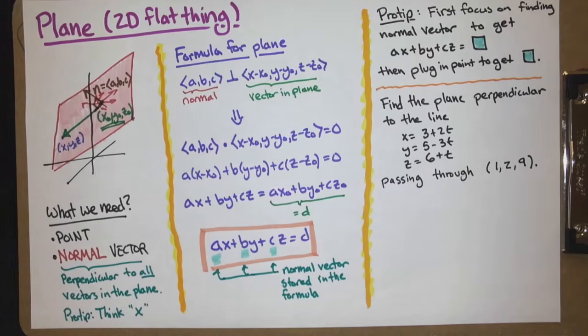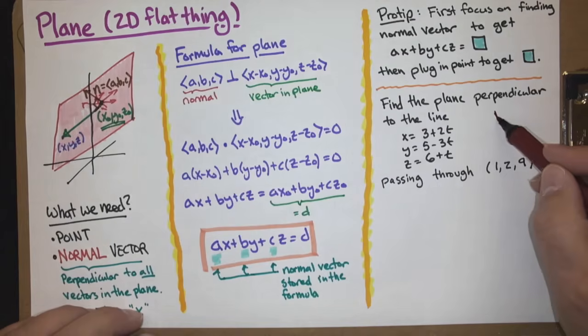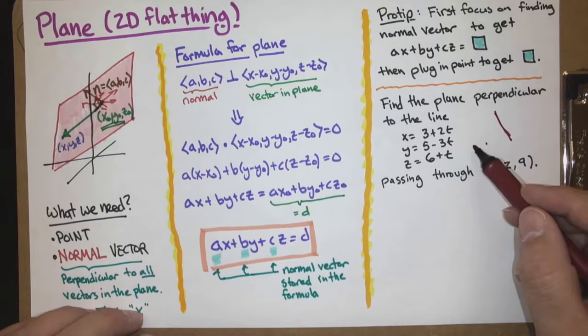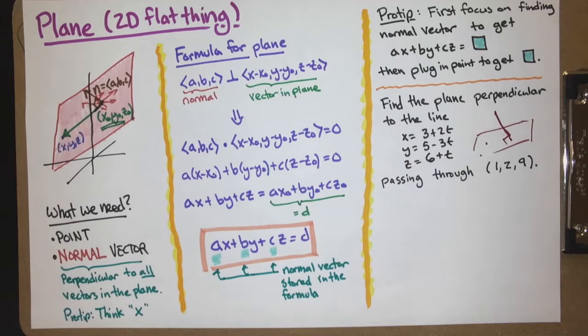Okay, so quick problem, because again, not a lot of space. Find the plane perpendicular to the line x equals 3 plus t, y equals 5 minus 3t, z equals 6 plus t, passing through the point 1, 2, 9. All right, so there is a line in space. Okay, here's our line. There's a point. It's probably not on the line. And now we want to have the plane that contains that point and is also perpendicular to the line.